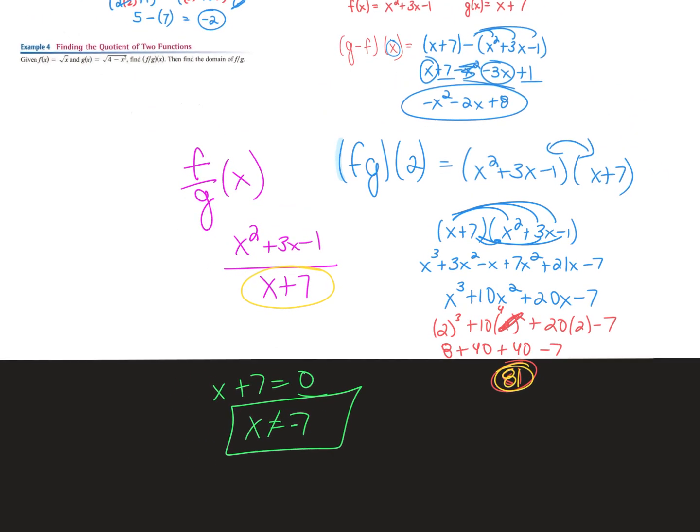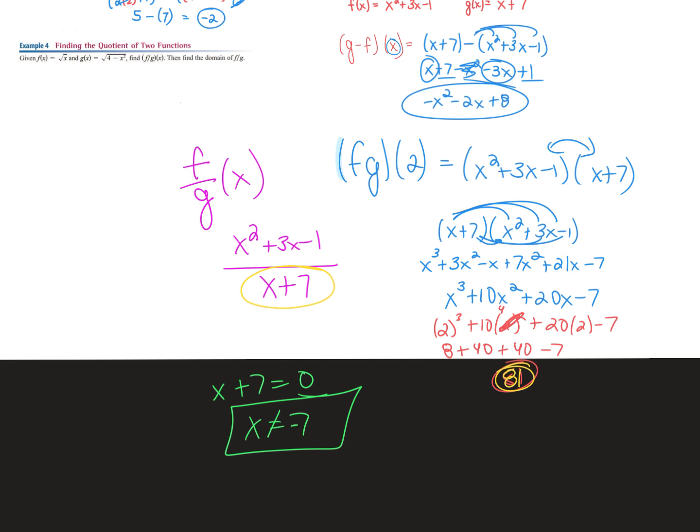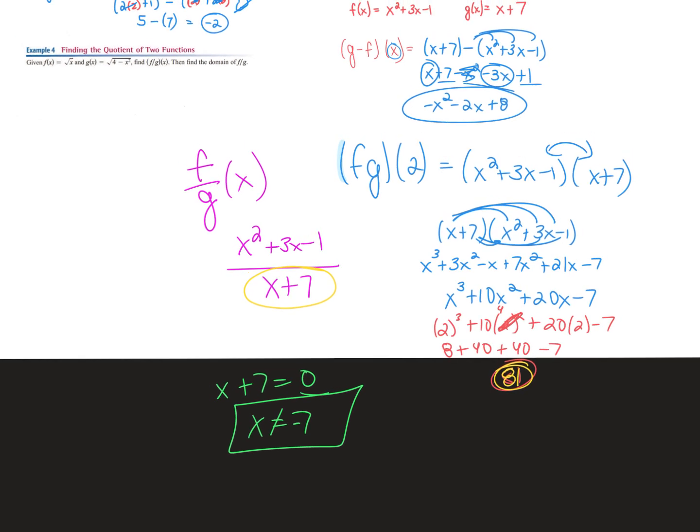What happens if the question tells you to solve it with negative 7? You just put, good, undefined. Yeah, if it said f over g of negative 7, you could plug it in and be like, oh, wait, I can't do that because it'll make the denominator 0. Good question.